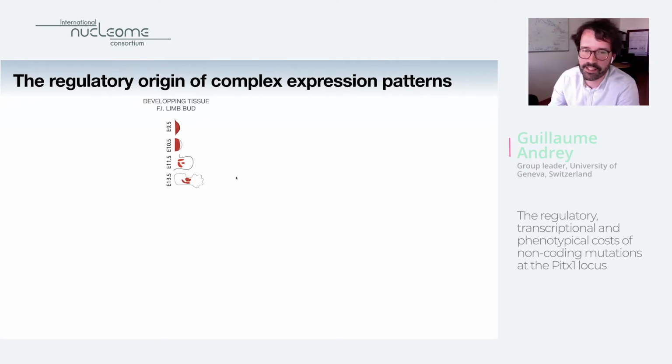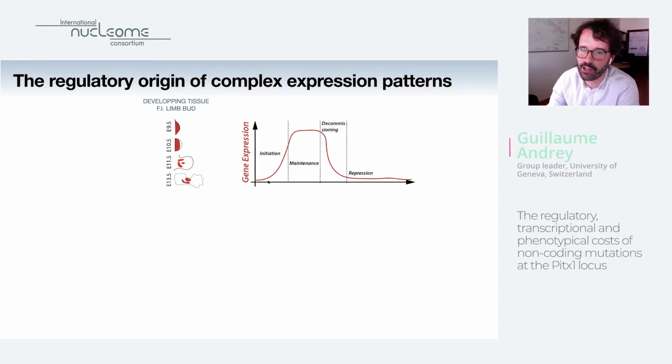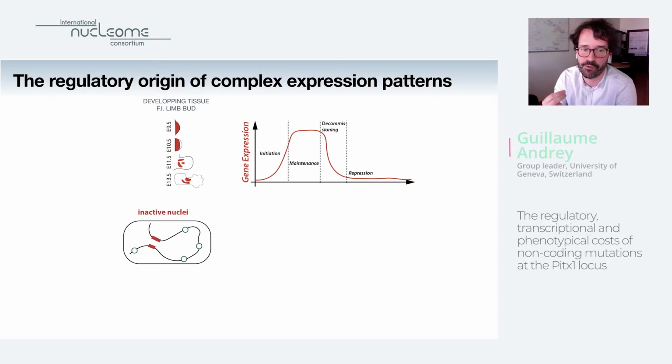And we think that this is due to the complex interplay that happens at the level of regulatory landscape, where a gene at one point from a poised state during development is initiated, its transcription is initiated, maintained for a certain amount of time in specific cell types, and then progressively decommissioned and repressed so that it doesn't produce transcript anymore. And all of this is produced, of course, at the level of enhancer-promoter interactions between genes and promoters.